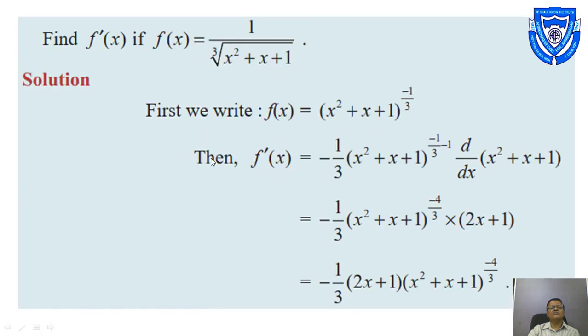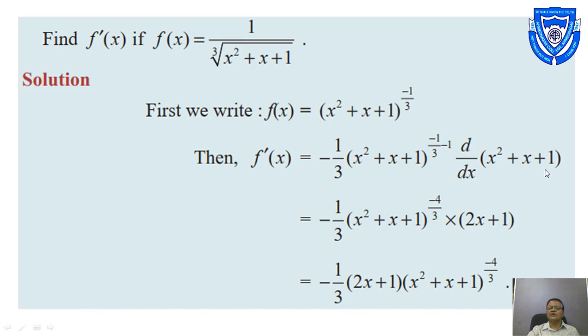Then next sum, find f dash x if f of x is equal to 1 upon cube root of this expression x square plus x plus 1. So we rewrite this f of x in index form as x square plus x plus 1 raised to minus 1 by 3. So it is in the form u raised to minus 1 by 3.